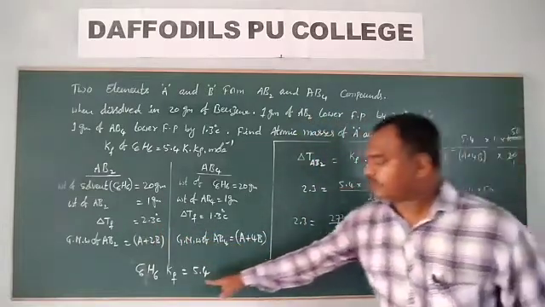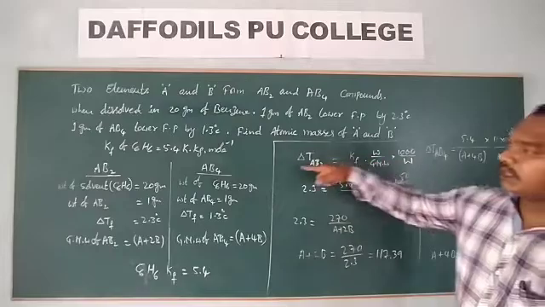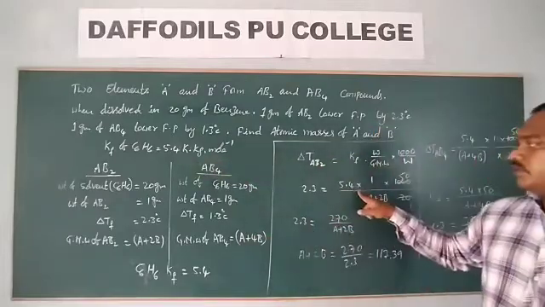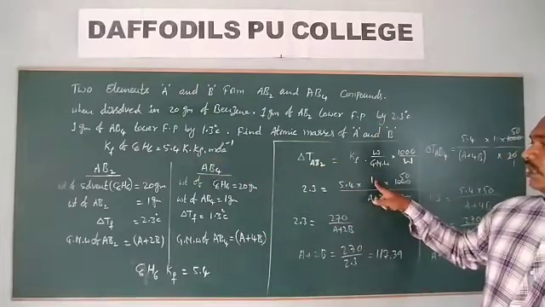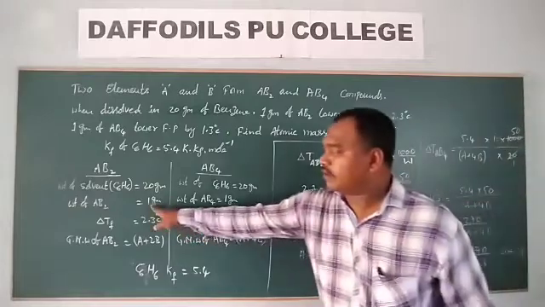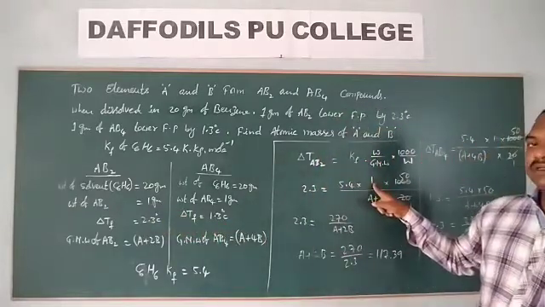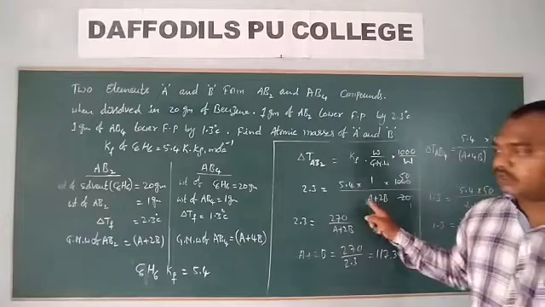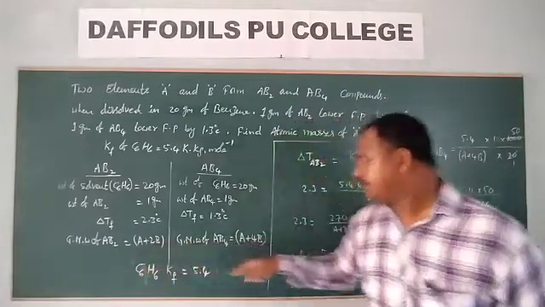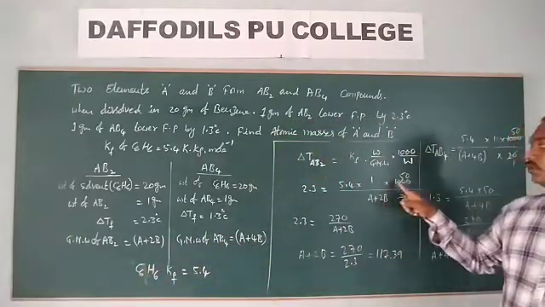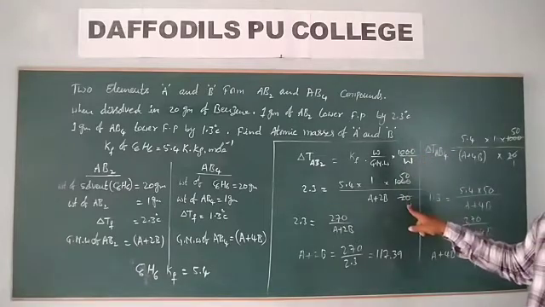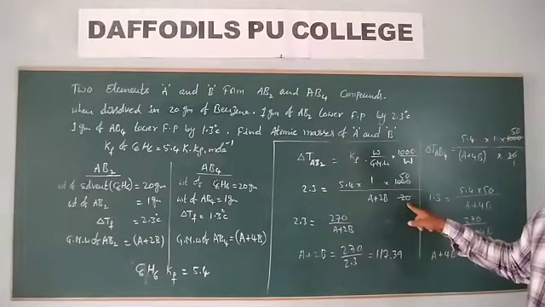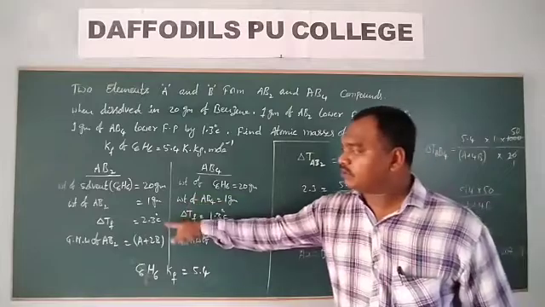Kf of benzene is 5.4, as given in the problem. Delta Tf for AB2 is equal to Kf into weight of solute AB2 by gram molecular weight of AB2, which is A plus 2B, into 1000 by weight of the solvent. What is the weight of the solvent they given? 20.